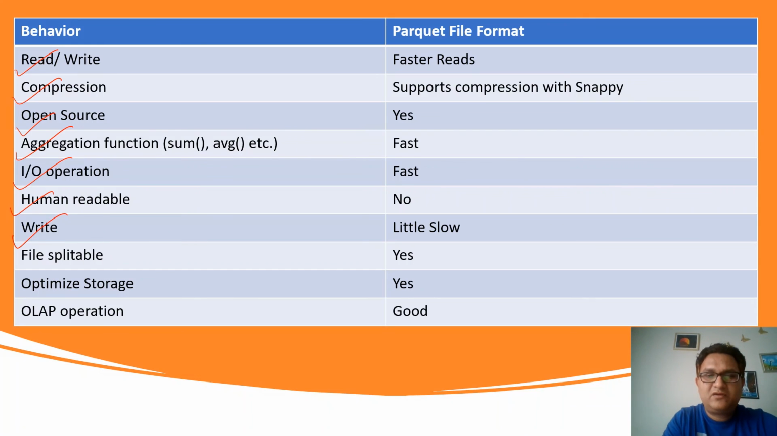Write is a little slow. File splittable: once you store Parquet, data can be stored in multiple files. If you have a large data set, it will be stored in multiple files. It optimizes the storage, so it saves cost. OLAP operations: it's very good for analytic processing. So these are the key features of the Parquet file format.